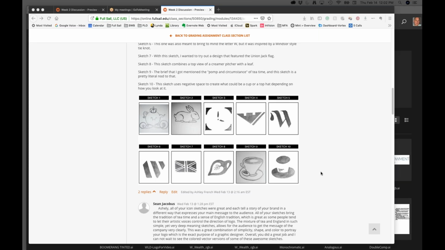Perhaps. The bunny is an interesting image, but it's just sort of a bunny. So it's like, well, what makes it Windsor's bunny? Does the bunny have a crown? Perhaps something like that. Does that make sense?